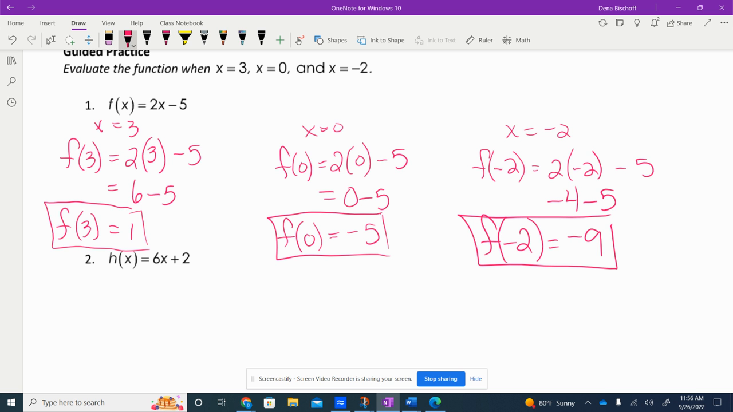Okay, I want you guys to evaluate the h function at x equals 3, x equals 0, and x equals -2. You guys evaluate the h function while I put batteries in this calculator.